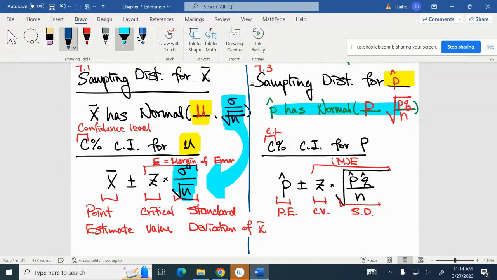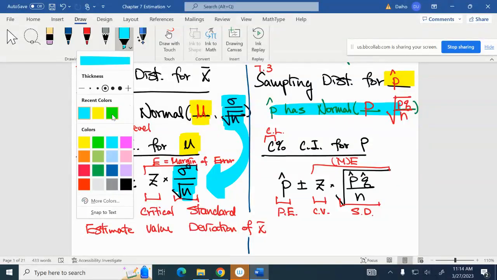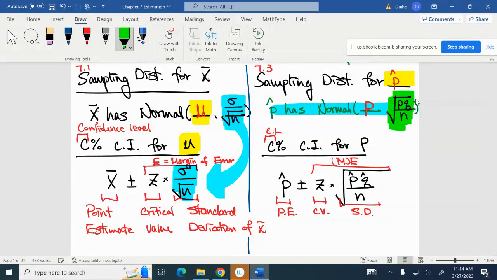So please compare the two topics, left one for the mean and the right one for the proportion. Simply, I just summarize the two topics, the two sections, one for the mean, the other one for the proportion. Any question?